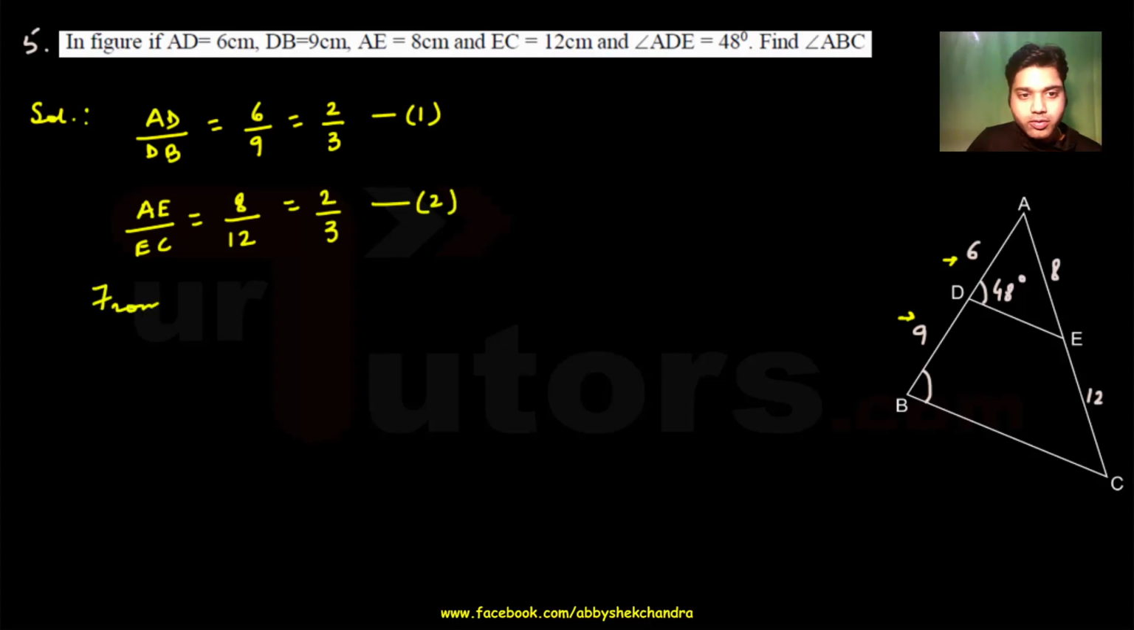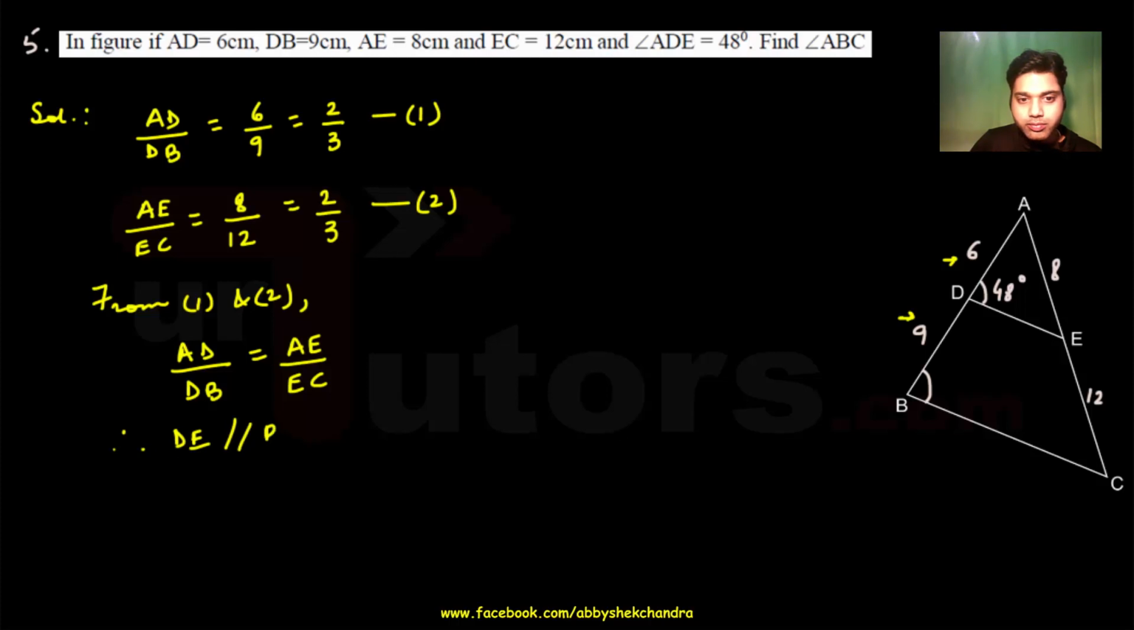From 1 and 2, we can say that AD by DB will be equal to AE by EC, which means that DE will be parallel to BC. This DE will be parallel to BC. Why? Converse of Thales theorem.